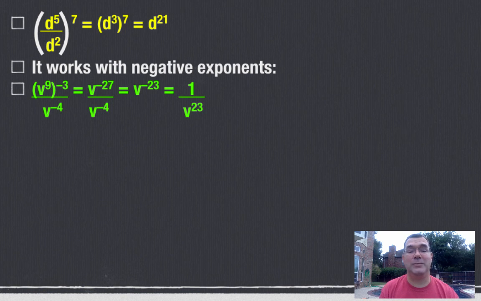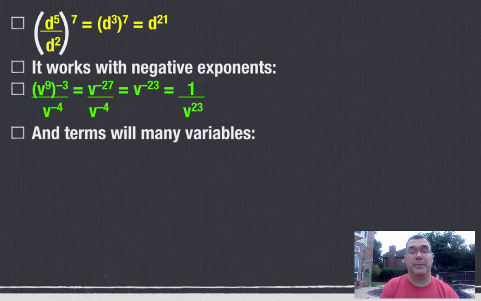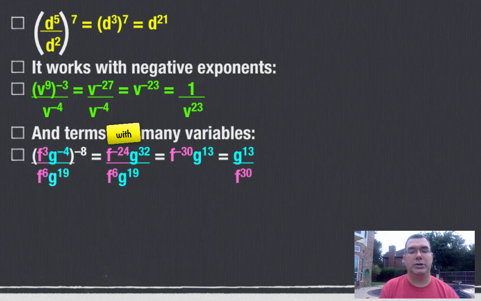I have a negative exponent, so I can write that as a positive exponent by putting it at the bottom of a fraction, which I've done. This is v to 1 over v to the positive 23. Okay, it works with terms with many variables. So what I can do is just look at all of that and work with the f's separately and the g's separately. So the first thing I'm going to do is simplify the top.